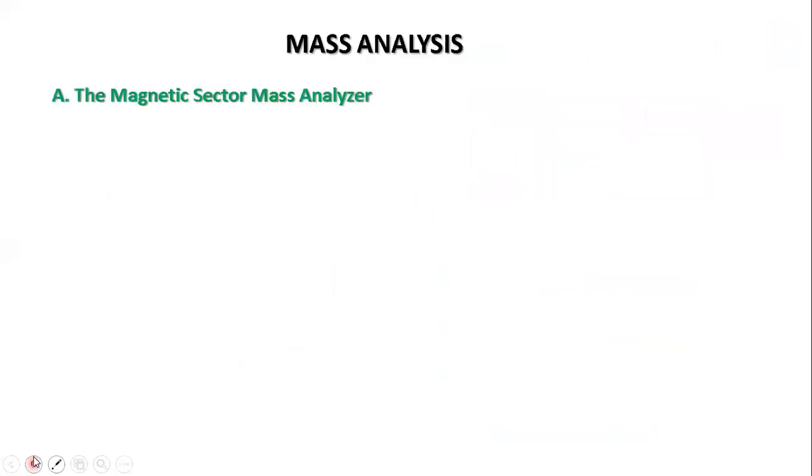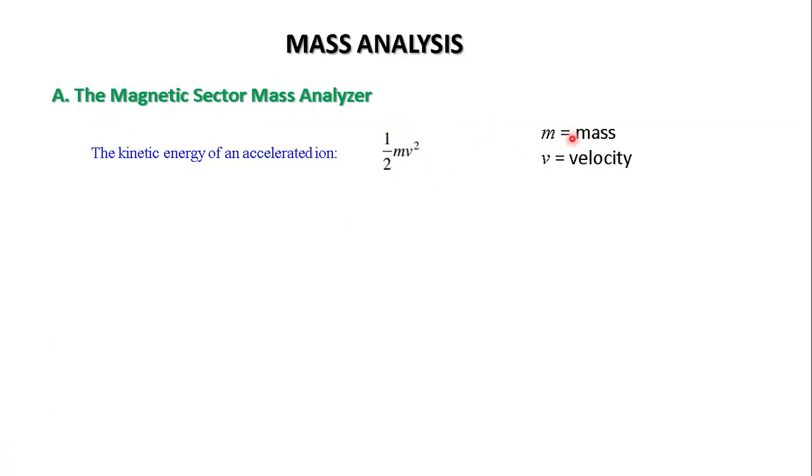In the magnetic sector mass analyzer, if you recall, your ion is generated, and that ion gets some acceleration because it is being bombarded with either an electron beam or interacting in the proton transfer process. During that, energy is transferred, so it gets some acceleration. So you have the kinetic energy, half mv square, where m is the mass of the ion and v is the velocity.